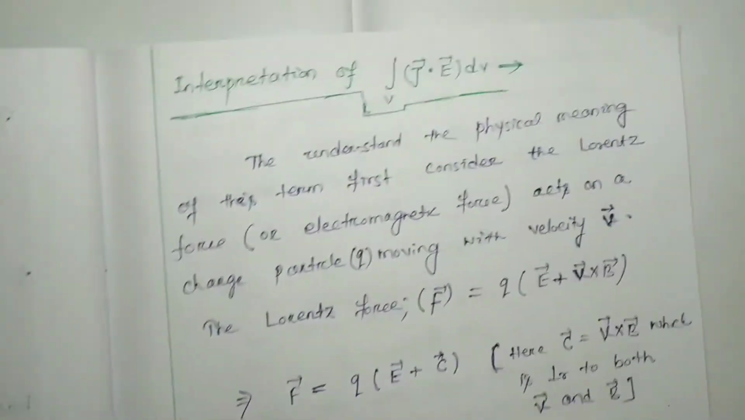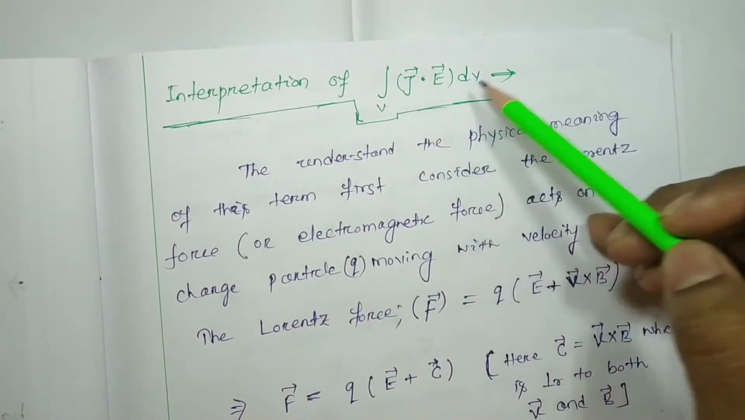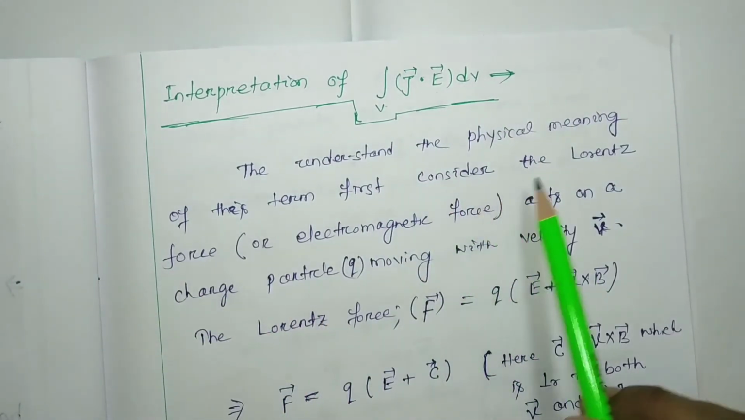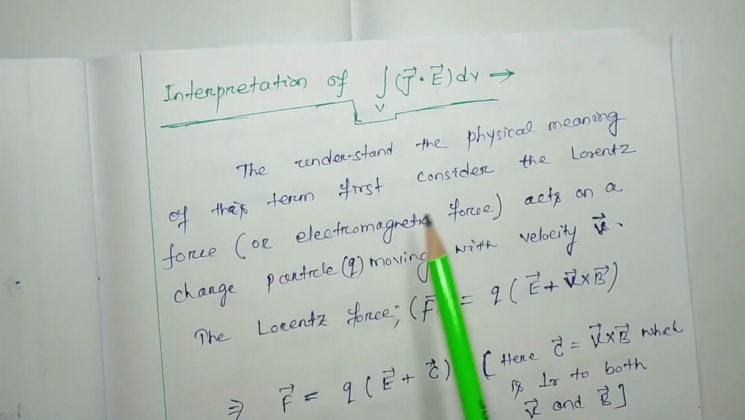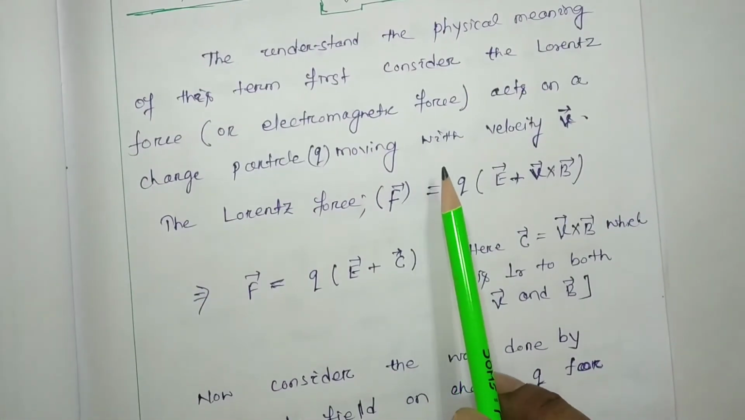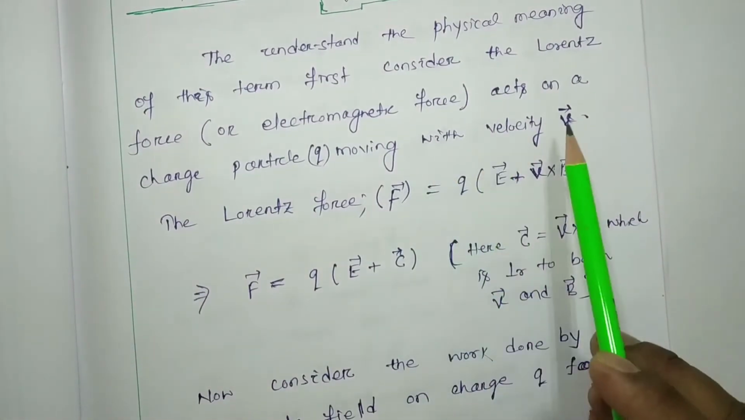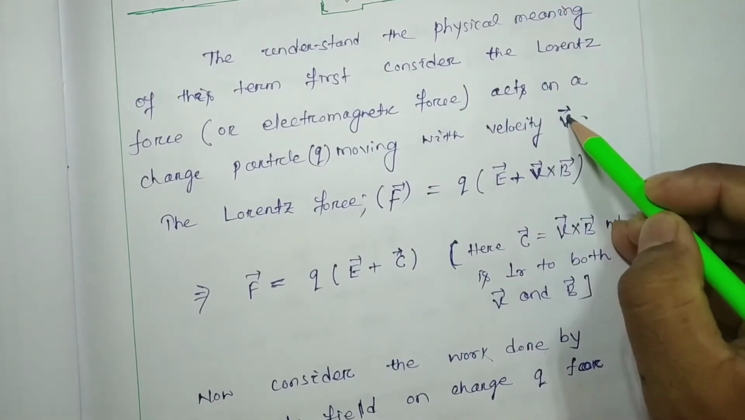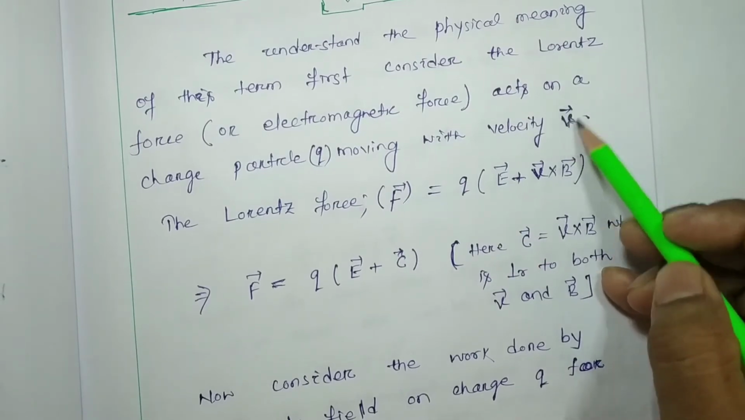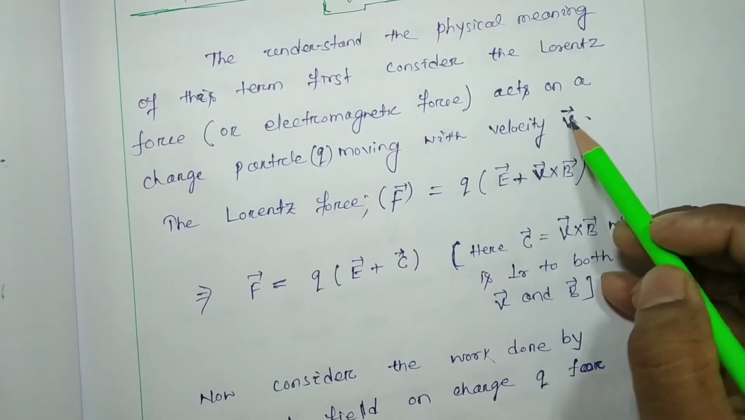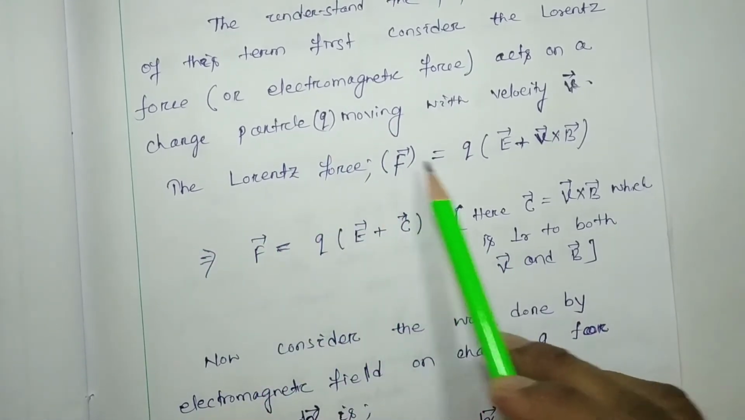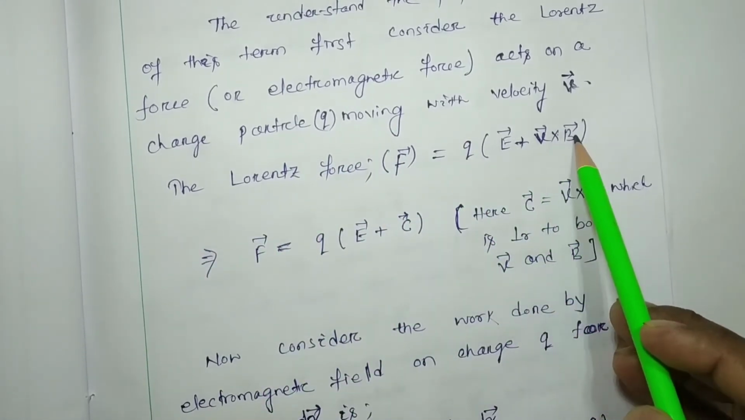So, the interpretation of the integration of J dot E dV. To understand the physical meaning of this term, first consider the Lorentz force, or electromagnetic force, acting on a charged particle Q moving with velocity v. Here I wrote small v because we have taken volume as V, so confusion may arise. So we consider small v as the velocity of the moving charged particle, and the Lorentz force will be F equal to Q into E plus V cross B, that we know.